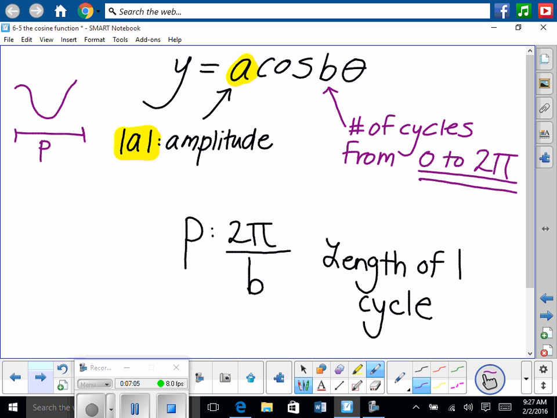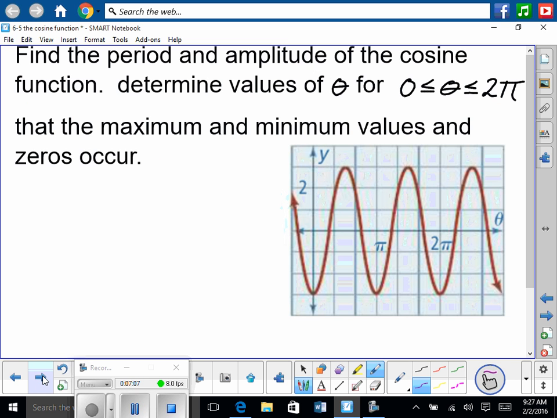Okay, questions on that? Okay, so it says, find the period and the amplitude of the cosine function. Determine the values of theta, for which theta is between 0 and 2 pi, that the maximum and minimum, and zeros occur. So let's just focus on this in pieces. It says, find the period and the amplitude. So period means what? The length of one cycle, right? Everybody? Okay, so we're looking here.